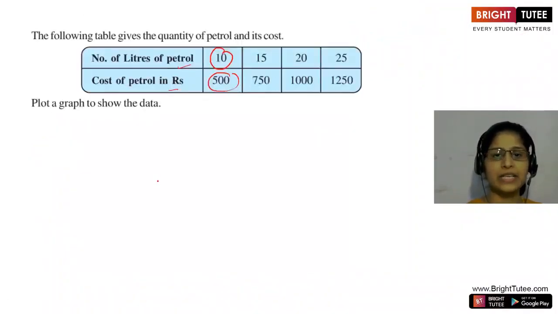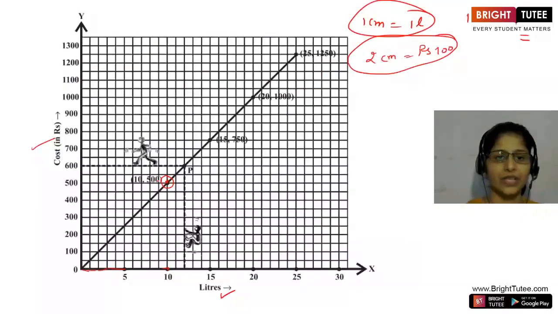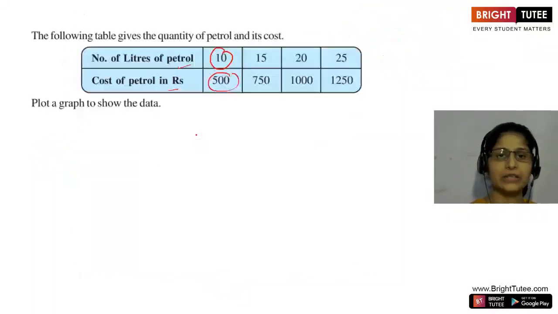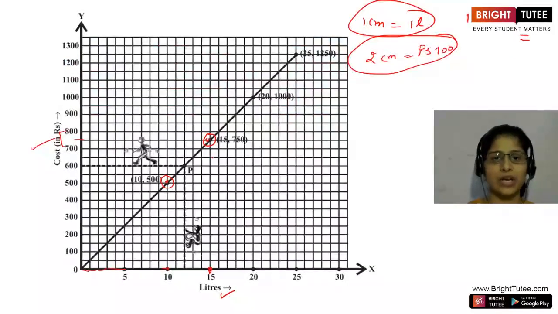The second we see is 15, 750. So you just have to take 15 from here and 750 here. 750 will lie between 700 and 800. So this point is 750. So this is the second point. The third point is 20, 1000. So you take 20 from here and 1000 from the y-axis. So this is the point.